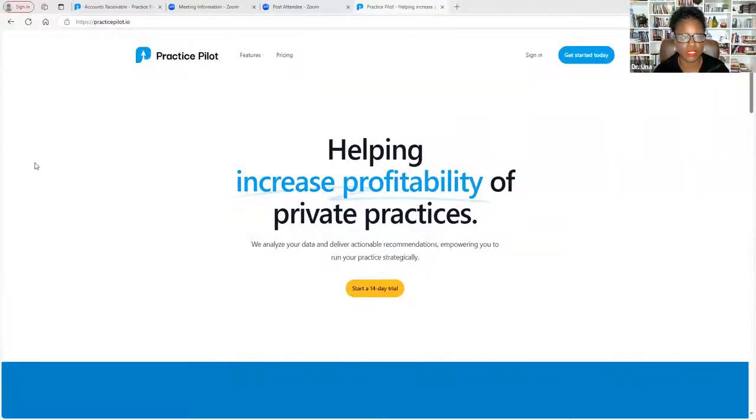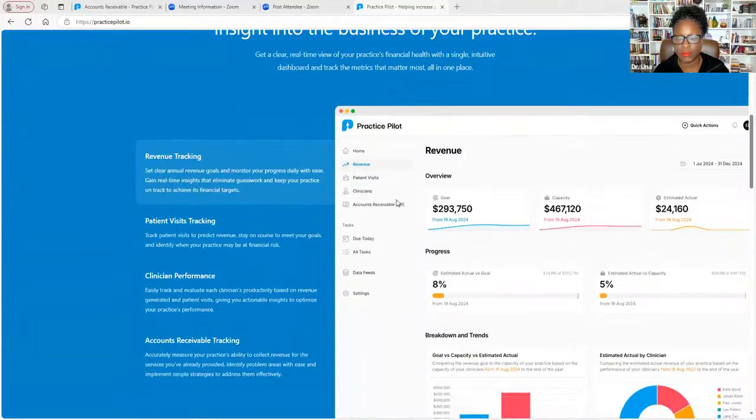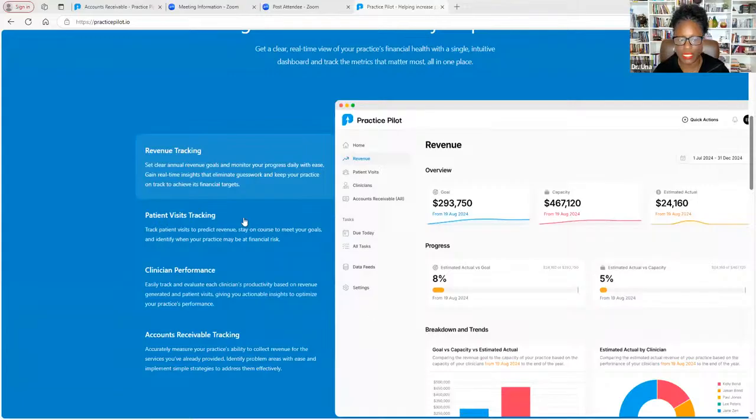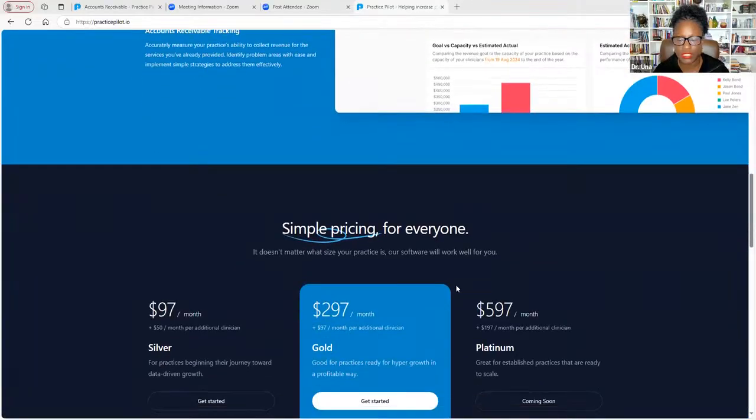Okay, but that's the tool that we use. I'm going to show you here. Hold on, let me share my screen. Yeah, so this is the tool. It's called Practice Pilot, practicepilot.io. And really it's all about giving you those insights, right? So you can make data-driven decisions. I didn't go into all the trends, but there are tons of trends that you can see there.